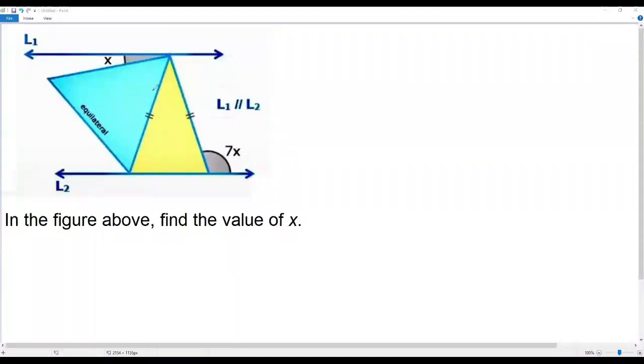Here we have a problem on geometry. In the figure above, find the value of x. Okay, now let me consider the triangle we have over here in the given figure. So this is an equilateral triangle because it is mentioned in the figure itself.